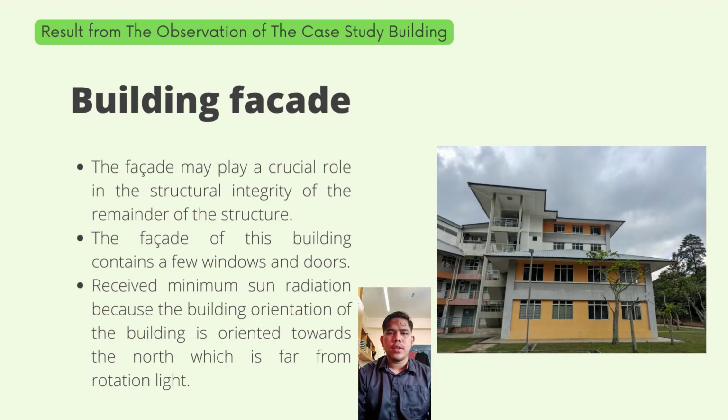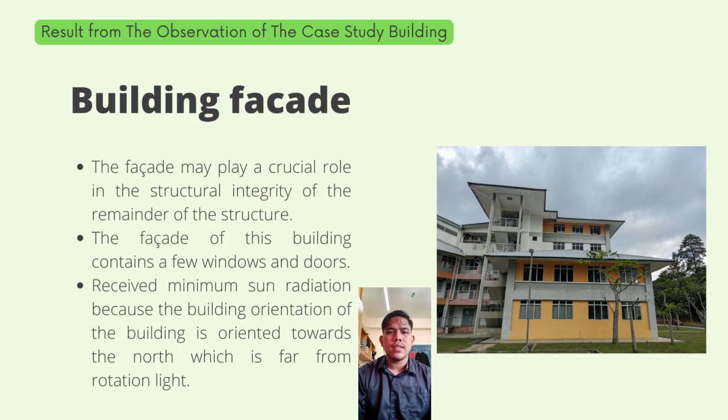Okay, next is building facade. Depending on the design and kind of structure, a building may have one of a number of facade kinds. The facade may play a critical role in the structural integrity of the rest of the structure, or it may be more ornamental than useful.